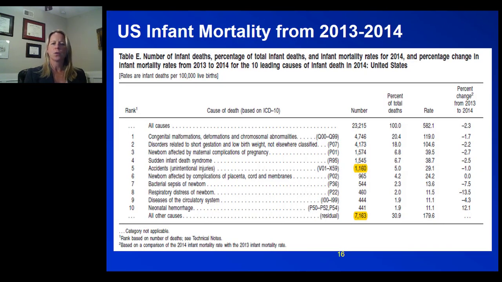These are data from 2013 to 14, presenting the number of infant deaths and the percentage of total infant deaths and infant mortality rates. And this is just to provide you with a sense, in the United States, among the deaths, what were the deaths due to? So this would be useful to calculate proportionate mortality.